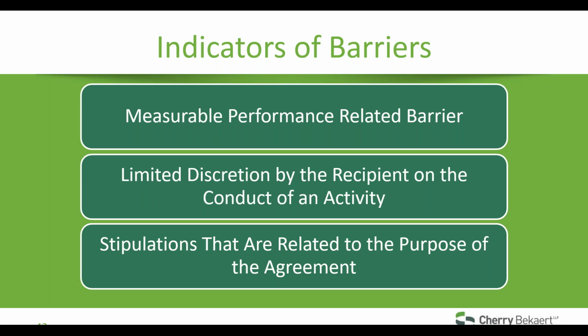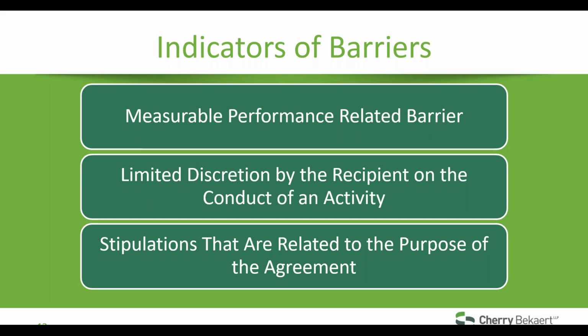A performance-related barrier could also be if you have matching contributions where a donor is saying, if you raise $1 million, I'll give you $1 million. So that's a barrier. Until you raise the $1 million, you're not entitled to the $1 million from the donor. It could also be tied to specific events. I know this is kind of funny, but let's say a donor said, I'll give the university $1 million if we win a national football championship. Well, until that event actually happens, you're not entitled to the funds, so that is a performance-related barrier.